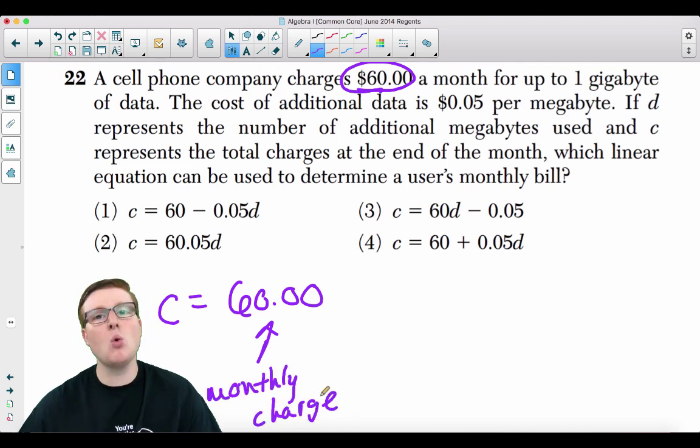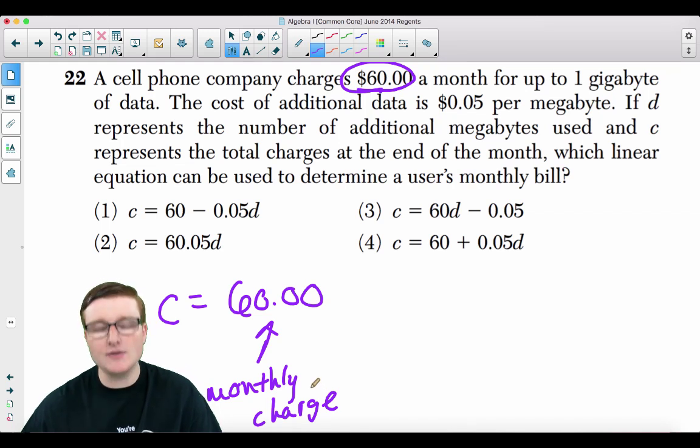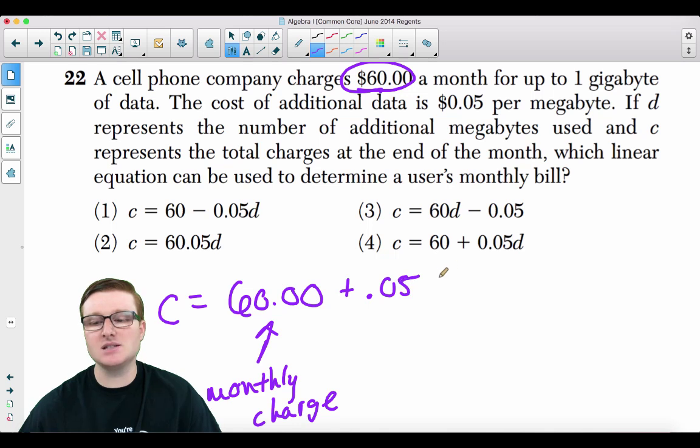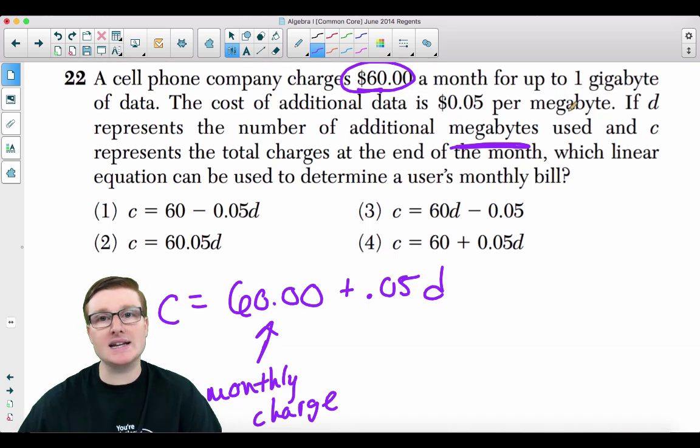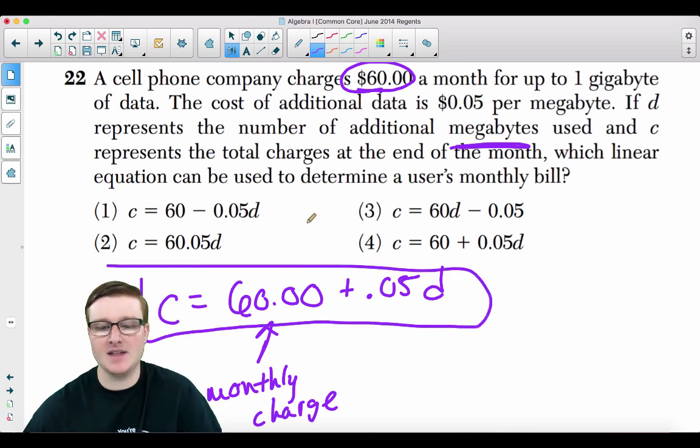Now, if you use more than that, then it's going to be 5 cents per additional megabyte. Because if you use more than 1 gigabyte, every additional megabyte that you use is 5 cents. So that's your total cost for the month. We're looking for this. And your answer is going to be choice 4.